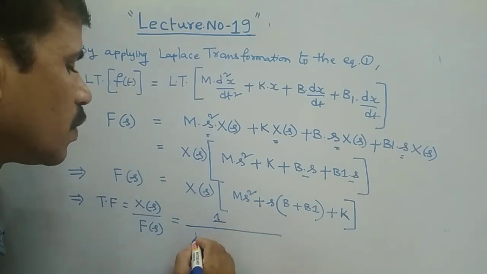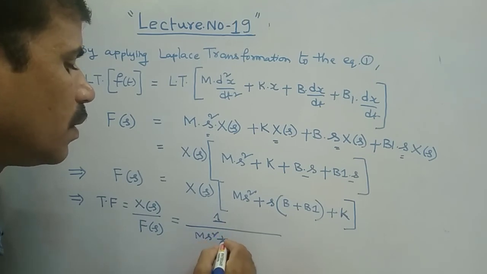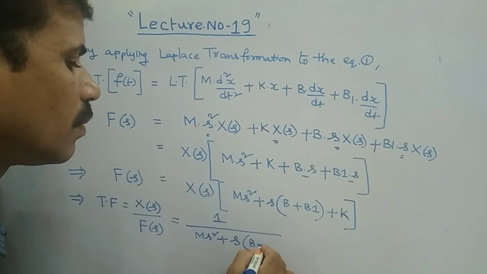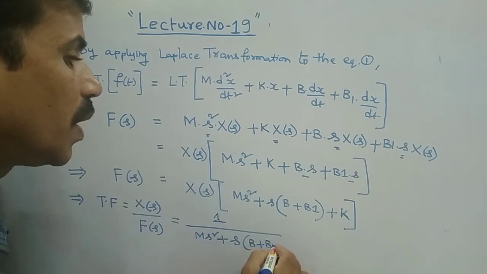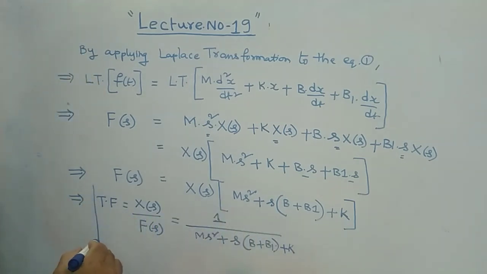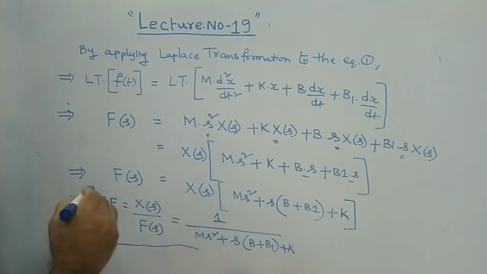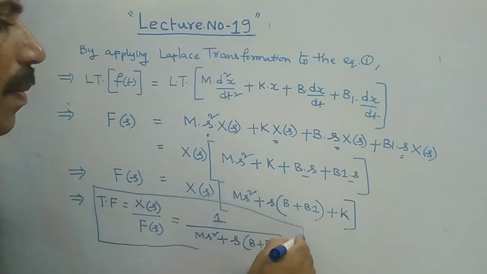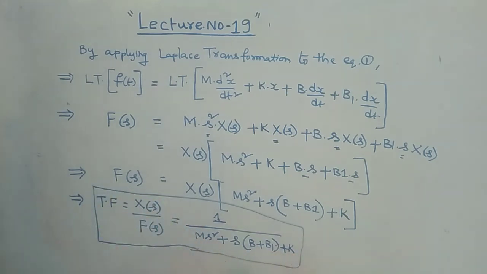m s square plus s into (b plus b1) plus k. Put the total in the bracket. This is what your transfer function is. Understood? Very simple, no? This is the transfer function for the given block diagram, for the given physical system.